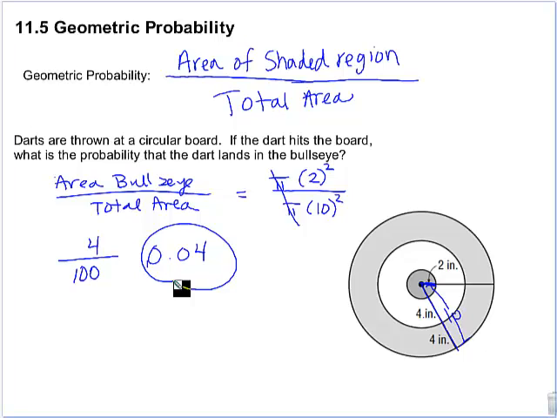Is that okay? All right. So that's how we're going to find the geometric probability.